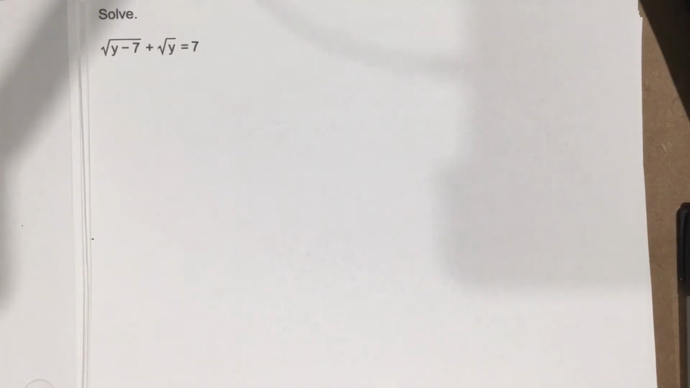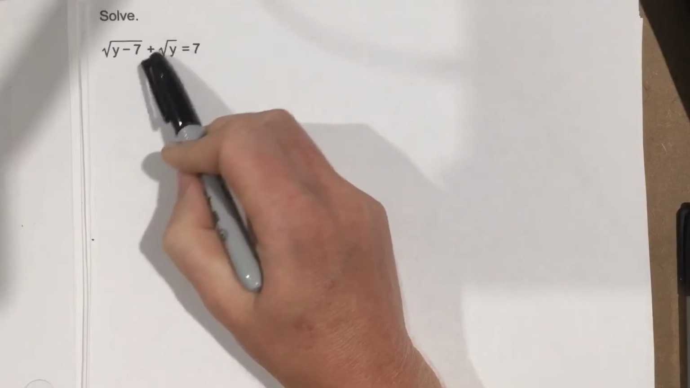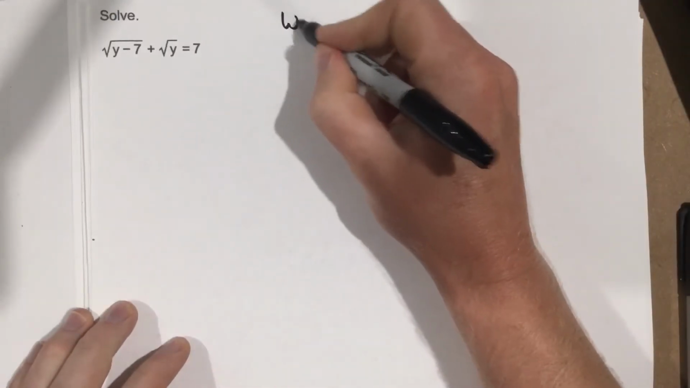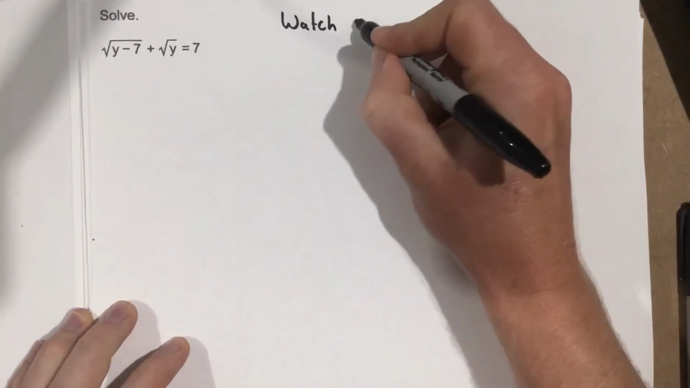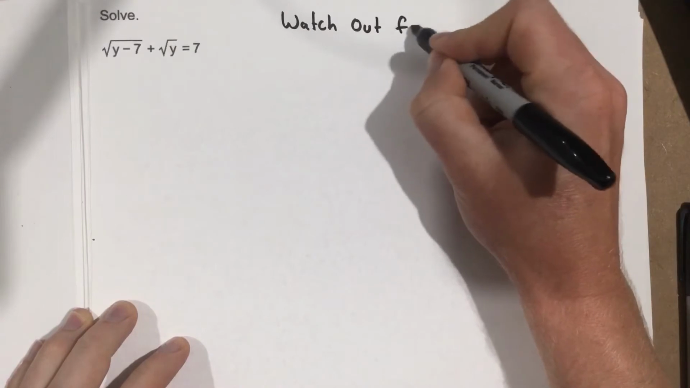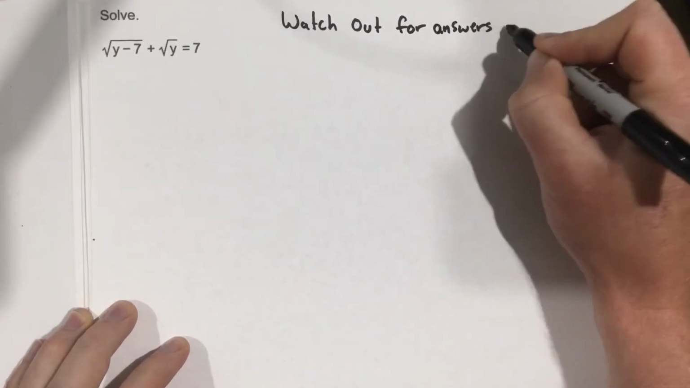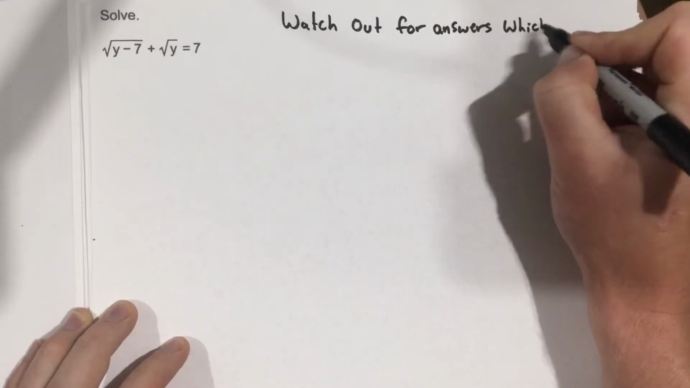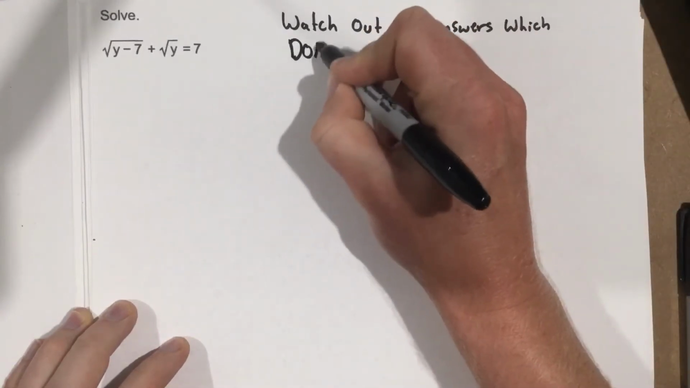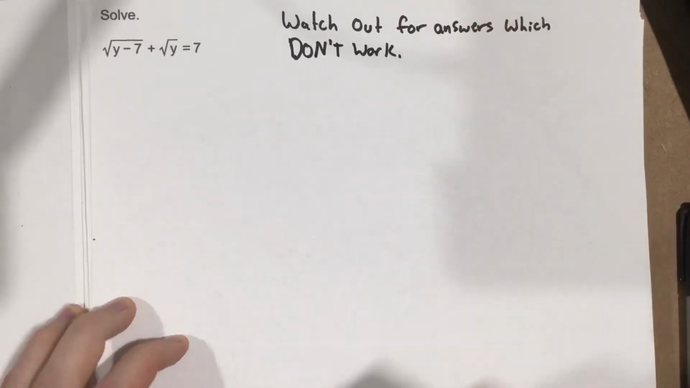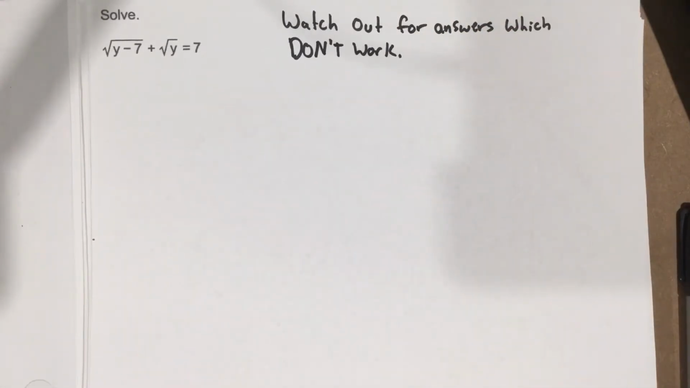This is problem number 5 from section 4.8. It says solve this radical equation. Now, I'm going to write again that we need to watch out for answers which don't work. So we want to check our answers at the very end, because we're going to do some squaring.